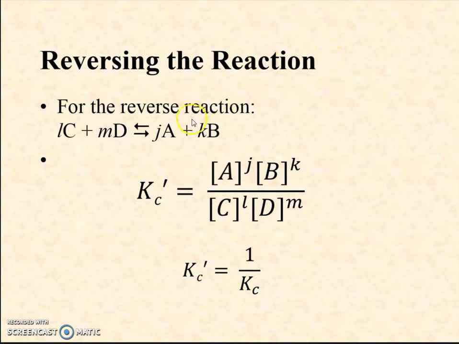If you were to reverse a reaction, to analyze a reaction from the reverse, in other words, to analyze it as AB making CD, you would essentially invert your Kc value to determine the equilibrium constant, and we'll call that Kc prime. Okay, and note that we have products over reactants for the reverse reaction.